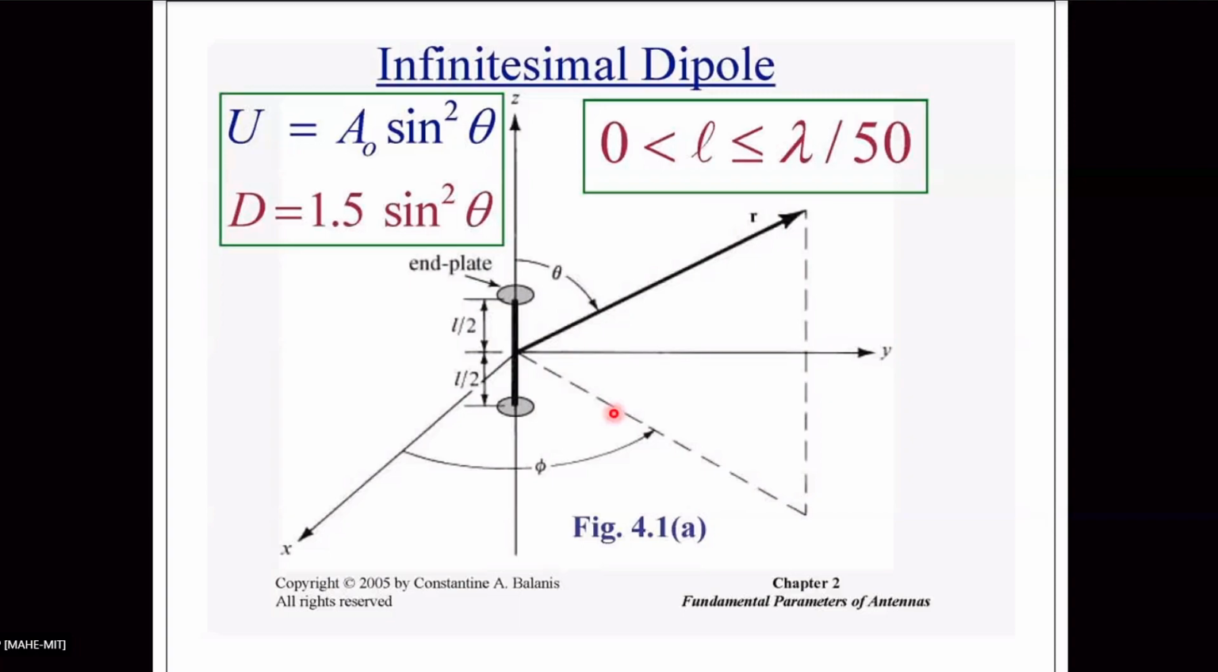Okay, this is an example. We will see that later. This is just an example. So for an infinitesimal dipole, L is less than or equal to lambda by 50, where lambda is the wavelength given by C by F. For that antenna, U is given by A naught sine squared theta and D is given by 1.5 sine squared theta. Can I go to the next slide?